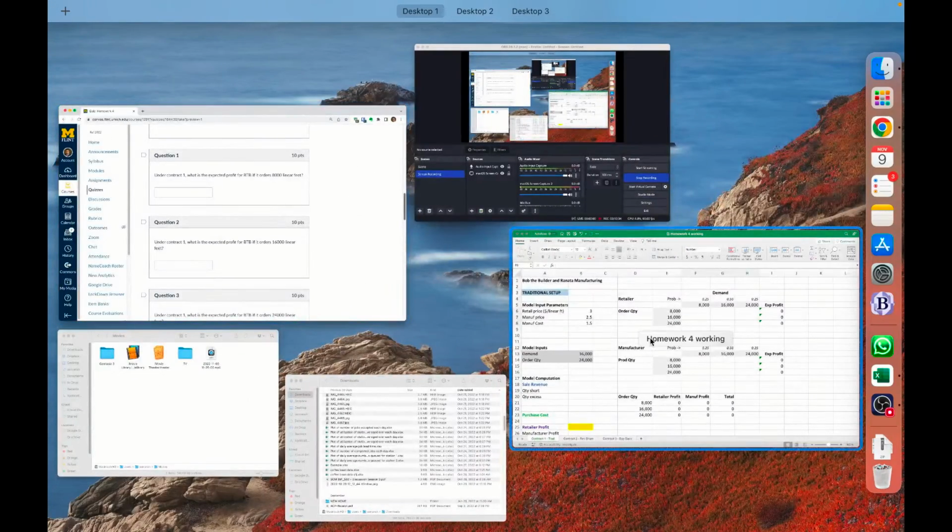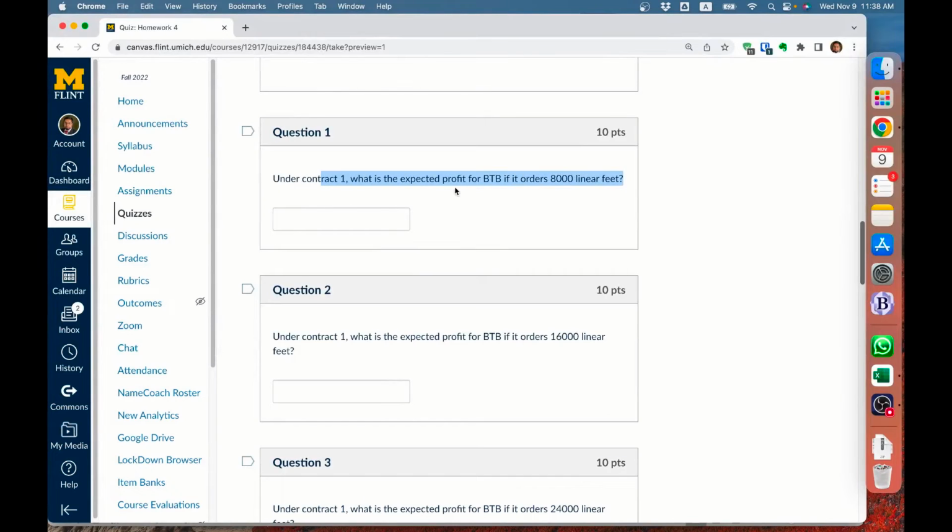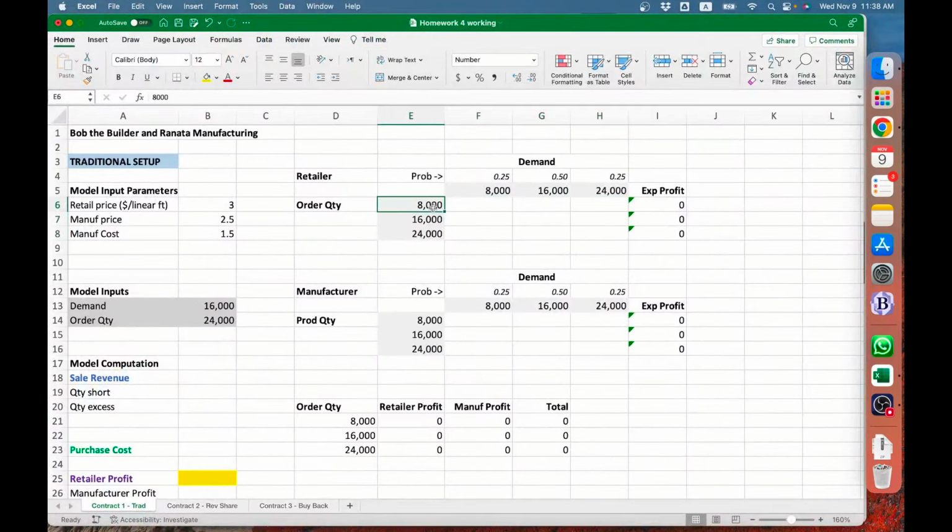Okay. So, for example, question 1 is, what is the expected profit if 8,000 linear feet are ordered? So if 8,000 linear feet are ordered, there's a 25% chance our profit will be whatever value we compute here for 8,000 demand. There's a 50% chance our profit will be the value we compute here, because there'll be 16,000 demand, although we only ordered 8,000. And there's a 25% chance we will end up with this profit. So once we have the different profits for different demand scenarios, we can use the probabilities to find expected profit for this order quantity.